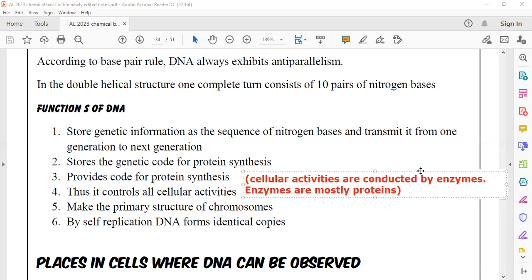So, like this, whatever activity the cell does, all those cellular activities are conducted by enzymes. Those enzymes are made by the coding of DNA. So without DNA, no enzyme. Without enzyme, no cellular activities. So the final decision is without DNA, no cellular activities. Clear?